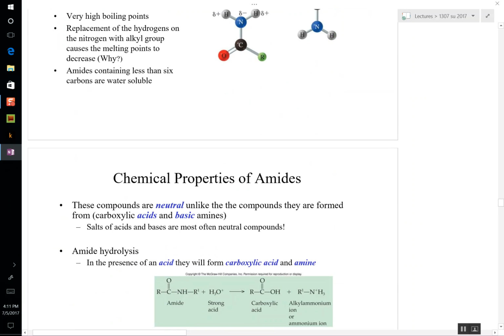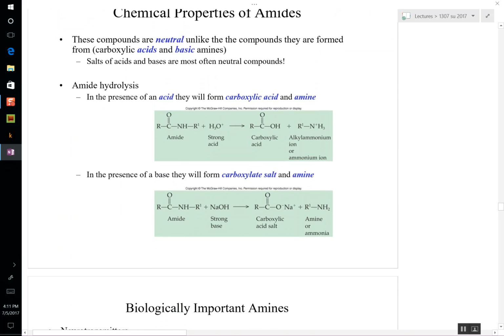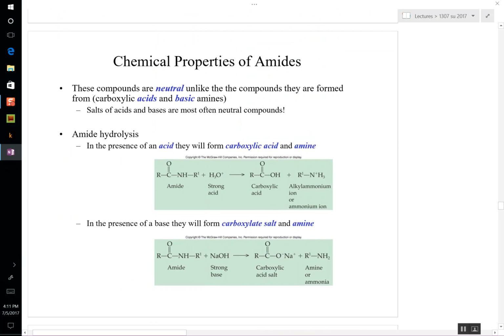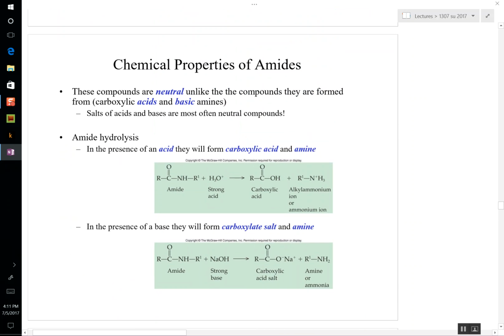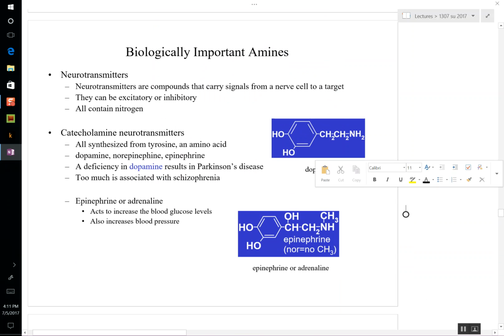Properties of amides, don't worry too much about it. Chemical properties of amides, I won't go into any reactions of amides. Biologically important amides, or wait a minute, amines. Amines.